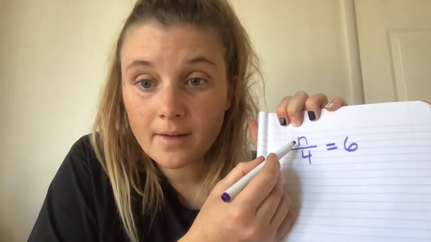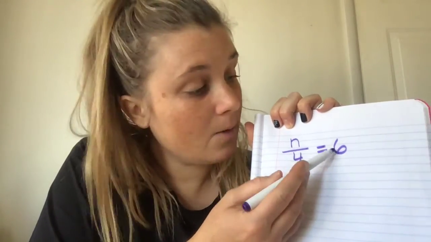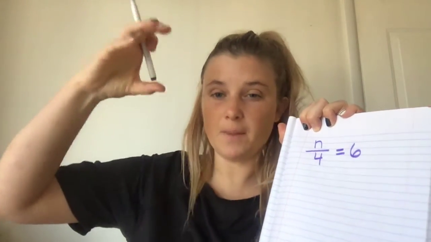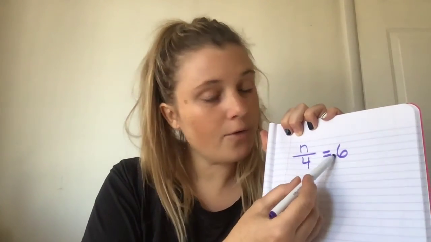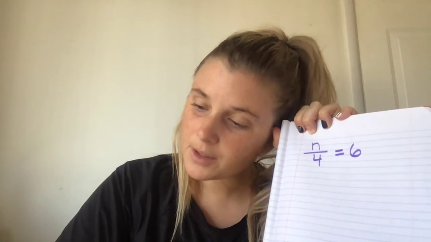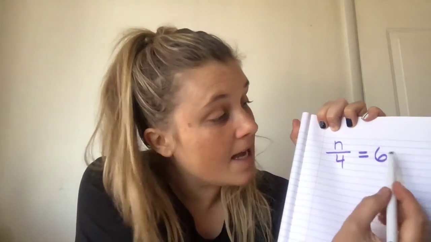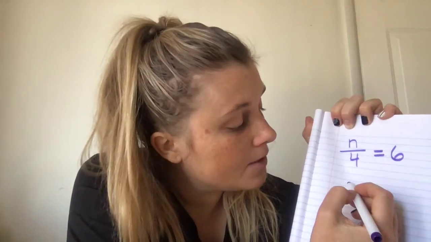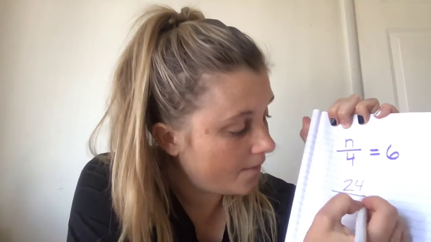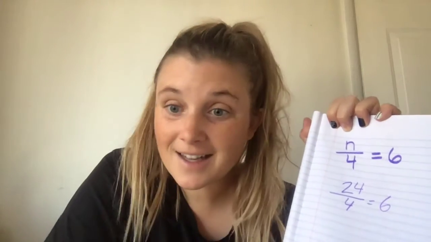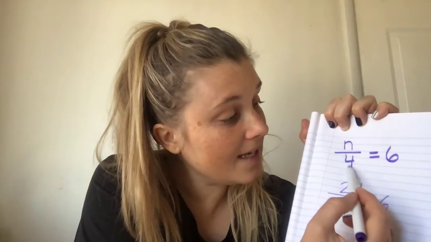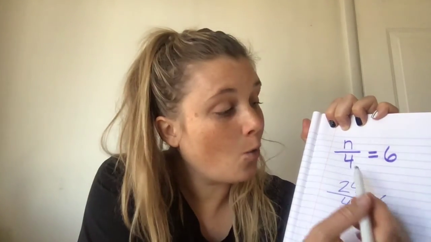Did you find an answer? Did you figure it out? Something divided by 4 equals 6. How are we going to find that out? We need the something, the big number, divided by 4 equals 6. So let's think about it. What if we multiply these two together? Will that give us our big number? 6 times 4 is 24. So if we have 24 here, divided by 4, it equals 6. So when you're looking for that big number, we're going to multiply.